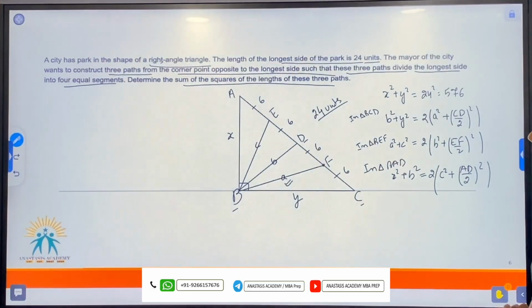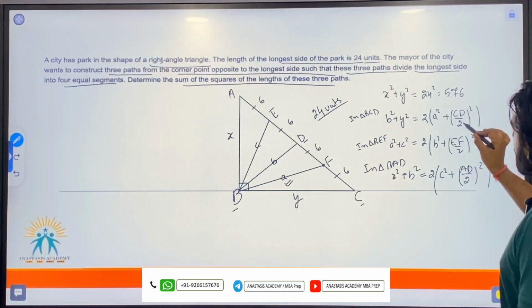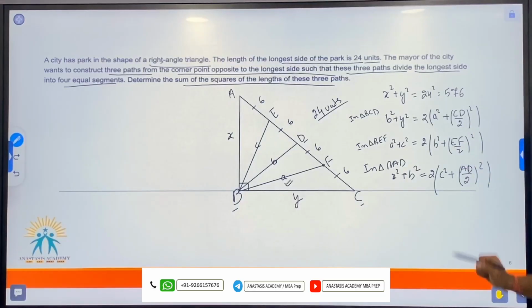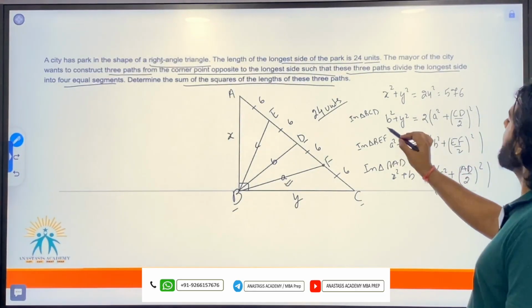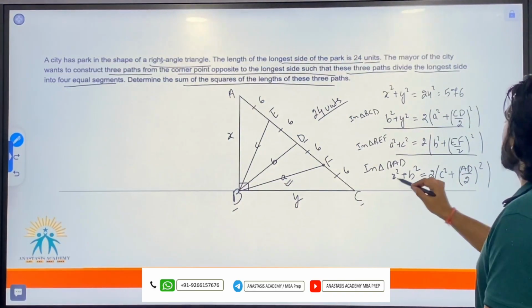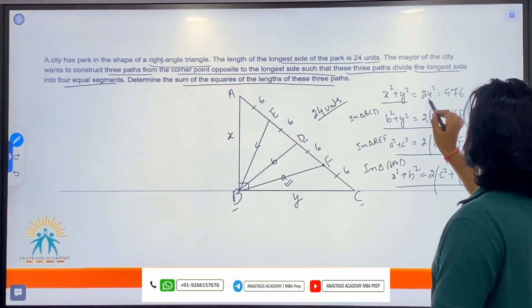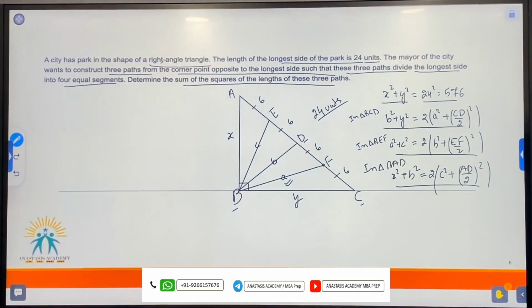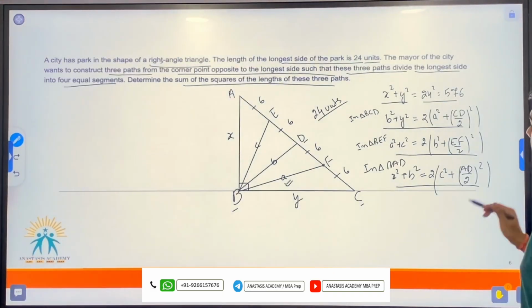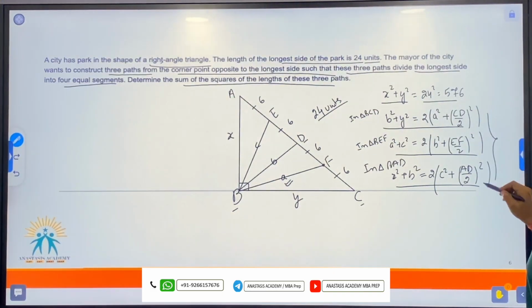Now I know the value of CD is 12, so 12 by 2 is 6 and it is 6 square. So these three relations are there. Also one relation is that x square plus y square is given as 576. So let's just add these three equations.